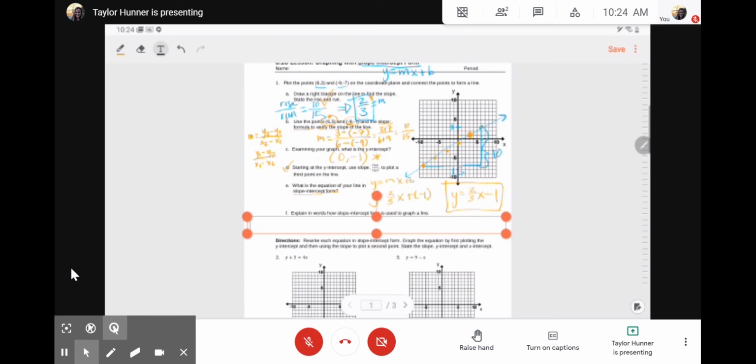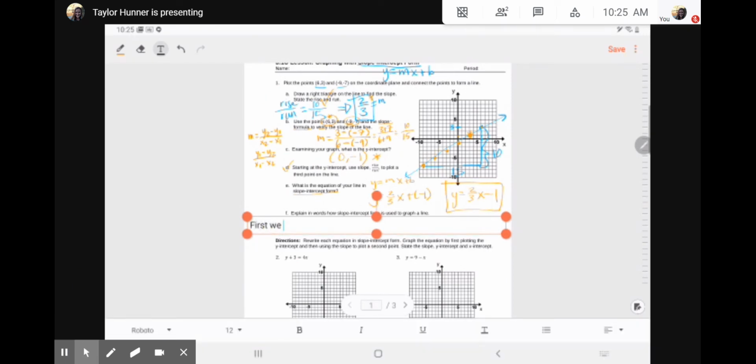Now explain in words how the slope-intercept form is used to graph a line. I kind of had to zoom out here. So first we plot a point on the y-intercept.